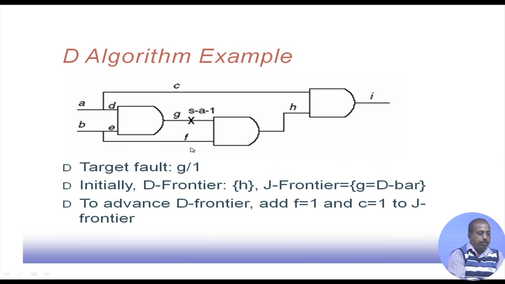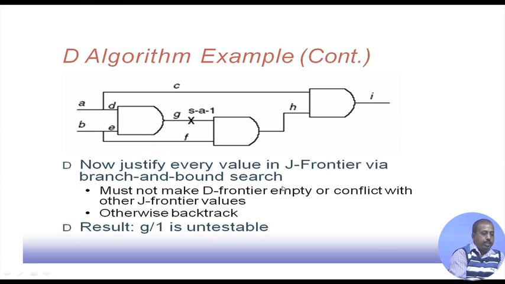That is, if we want to put this f equal to 1, that will require that this b has to be equal to 1, and then we cannot get a D bar at this point. So, justification is not possible. In this case the conflict will come. So, this g gets stuck at 1, and this becomes an untestable fault.